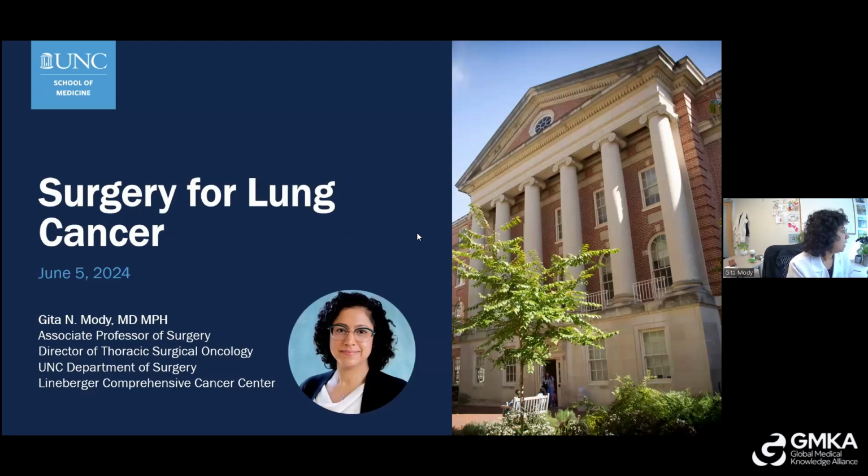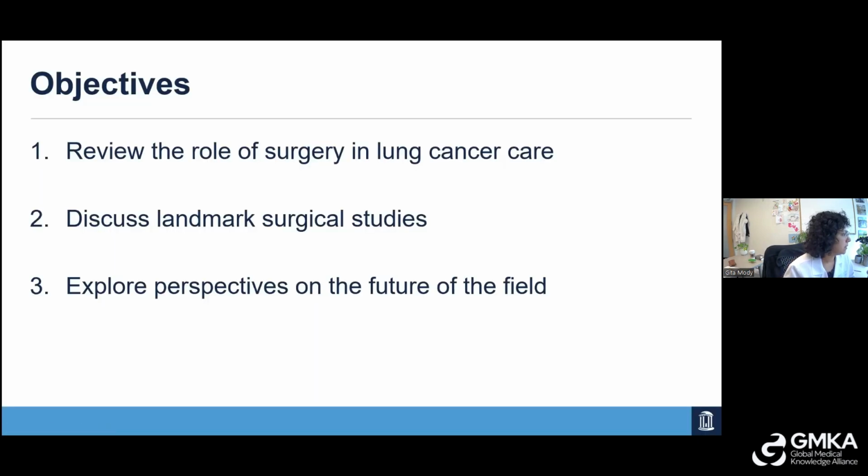So the objectives are to review the role of surgery in lung cancer care, discuss some landmark surgical studies, and explore perspectives on the future of the field. In our area, some of the advances have been in using neoadjuvant therapies to treat tumors that are stage 2 or greater prior to surgery, using localization technologies to find smaller and smaller nodules, and other types of innovation.